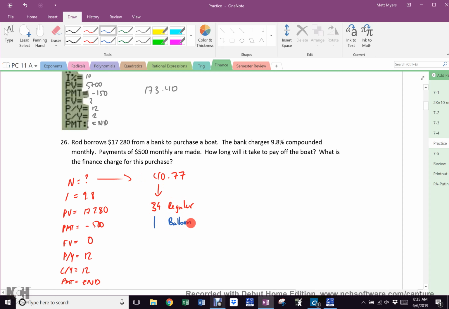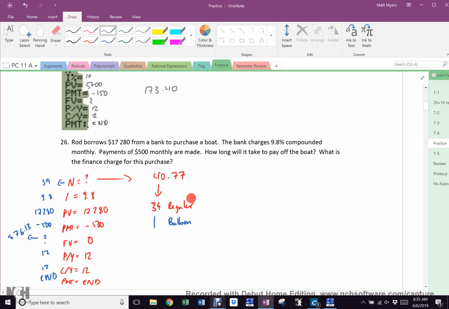Now, how do we work out that balloon payment? We have all the answers, don't we? What is our new N for the balloon payment? He's made 39 payments. Our interest is still 9.8. Our present value is still 17,280. Our payment is still minus 500. Our future value is what we don't know. 12, end. What is our balloon payment? So let's set it up. 39. $876.13, right?